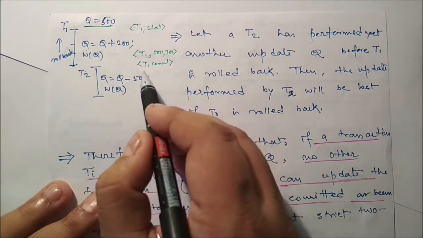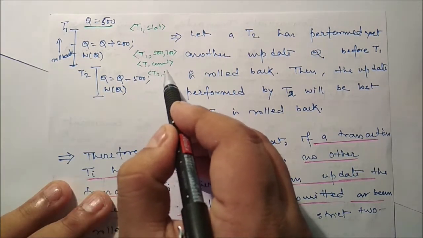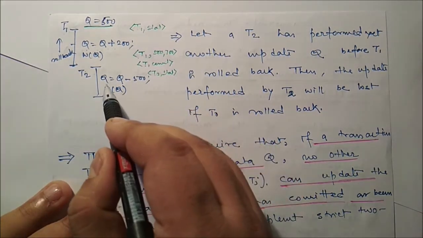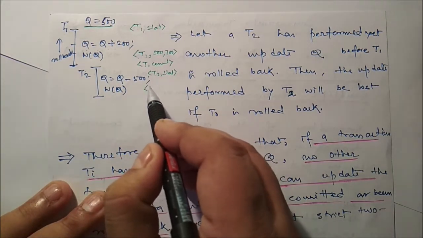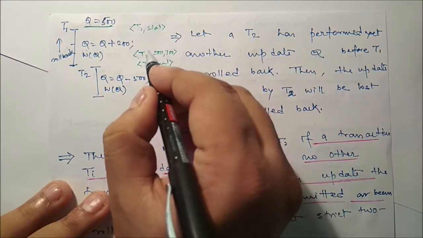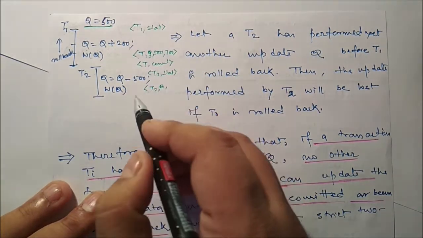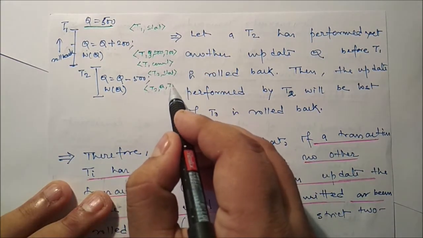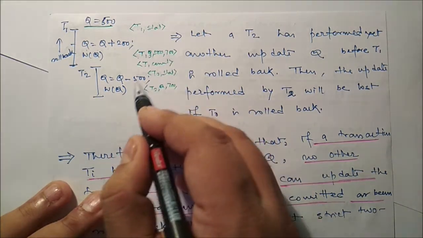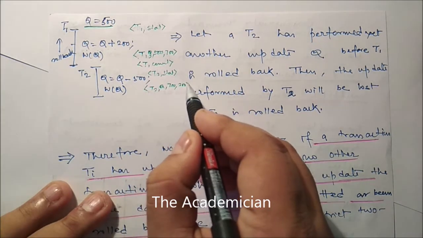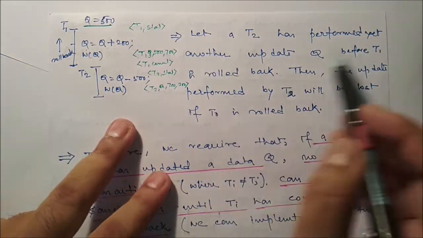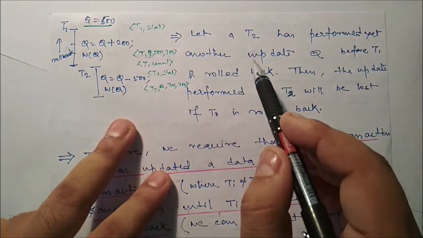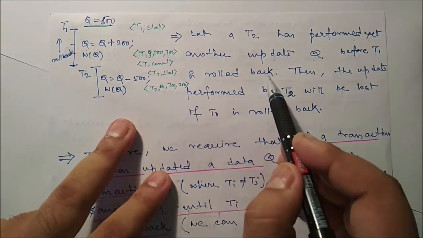After that, T2 starts. So we write T2 start. After that, Q is equal to Q minus 500 and W(Q). What about the Q value? The old value was 700 and the new value is 700 minus 500, which is 200. Now let T2 have performed yet another update on Q before T1 is rolled back.